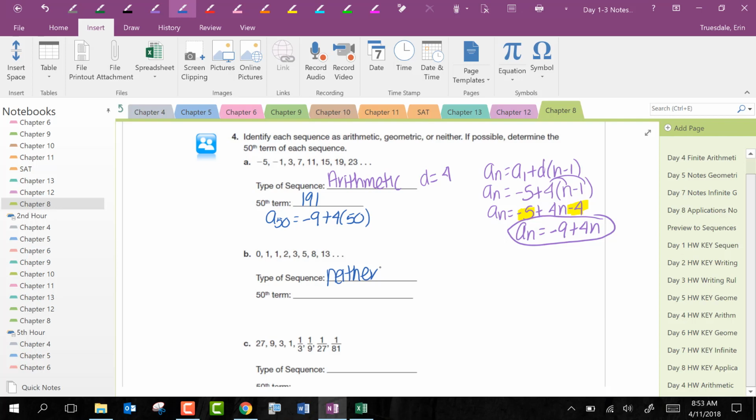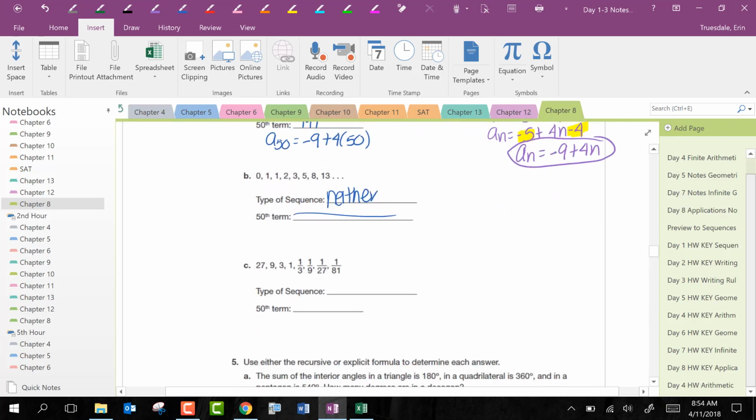So 0 and 1 is 1, 1 and 1 is 2, 1 and 2 is 3, 2 and 3 is 5, and so forth, which is the same way you were describing it. You were just subtracting. Okay? So that is a kind of special pattern, but I would never make you generate the 50th term for that pattern because there's no way to write a rule for it. Okay? And so we won't have to do that.